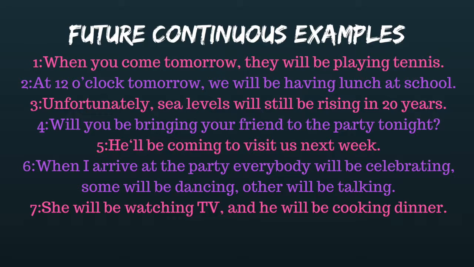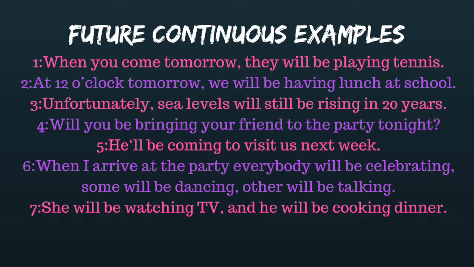Then number 5, emphasize future plans and intentions. So for example, he'll be coming to visit us next week. Number 6, it says describe atmosphere in the future. So for example, when I arrive at the party, somebody will be celebrating. Some will be dancing. Others will be talking. Super easy, right? Then number 7.